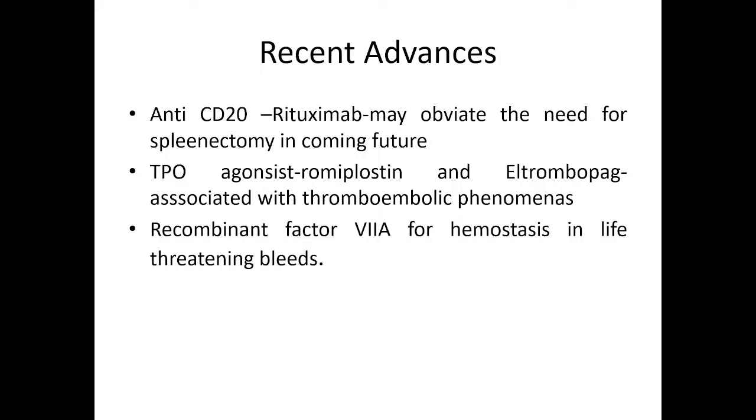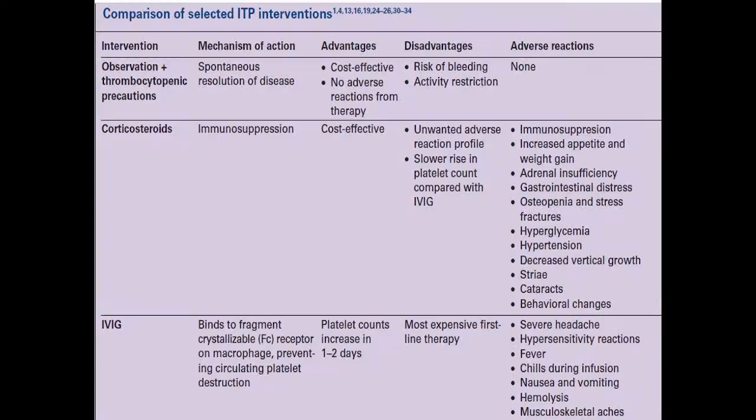TPO agonist, thrombopoietin receptor agonist. So, these will increase the production of platelets: romiplostim and eltrombopag. Romiplostim is a subcutaneous injection and eltrombopag is an oral medicine. These are commonly used nowadays. Recombinant factor 7A for hemostasis in life threatening bleed. Here factor 7 deficiency is not there, but we can use recombinant factor 7A to stop the bleeding immediately.